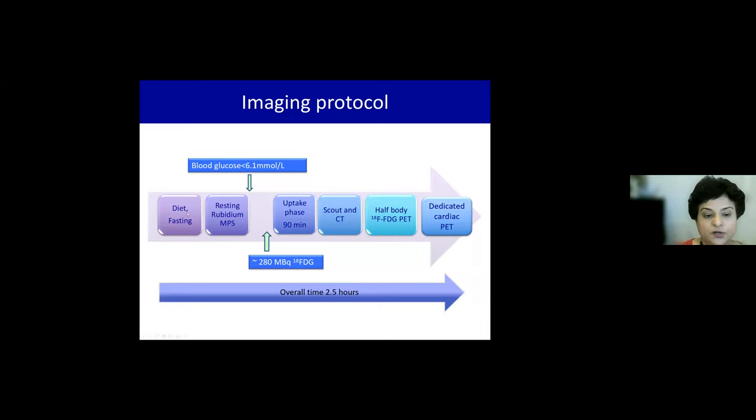The imaging protocol is that we will do a baseline resting perfusion scan with rubidium, which takes, I said, 10 minutes at the most. Then we will check your blood glucose and then give you a dose of FDG, which is appropriate to your weight. It is 3 megabecquerels per kilogram. This is sort of a standard dose.